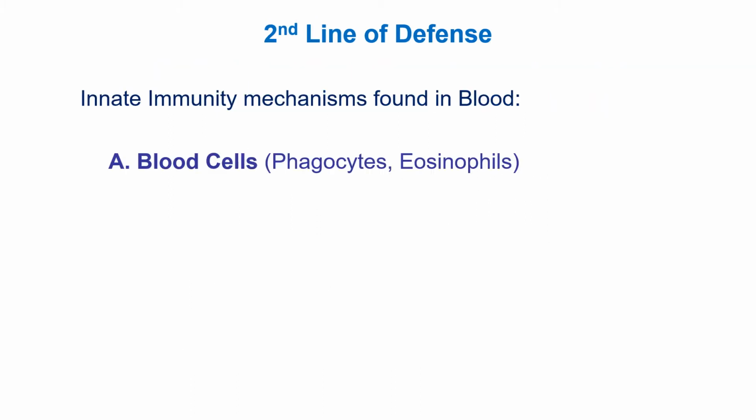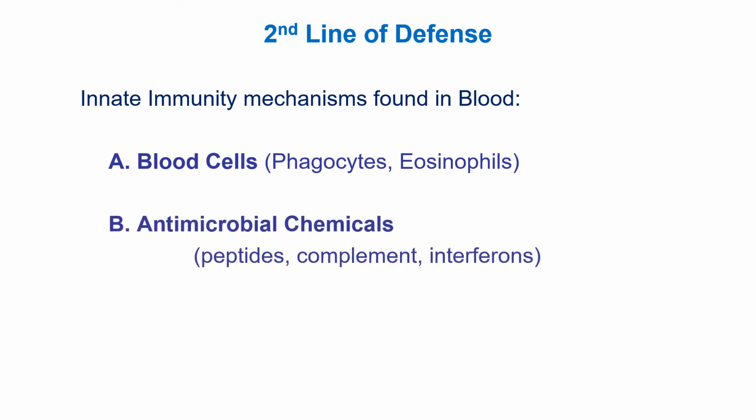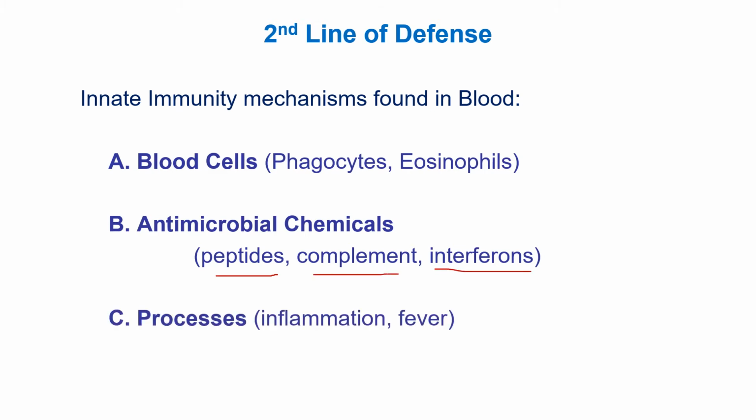So let's talk about the second line of defense. The second line of defense is mostly stuff that happens in the blood. So we're talking about a few different processes: blood cells, antimicrobial chemicals. We already talked about these peptides. We're not going to talk about the complement or the interferons this semester. And we're also talking about processes, inflammation and fever. We're mostly going to be talking about inflammation.